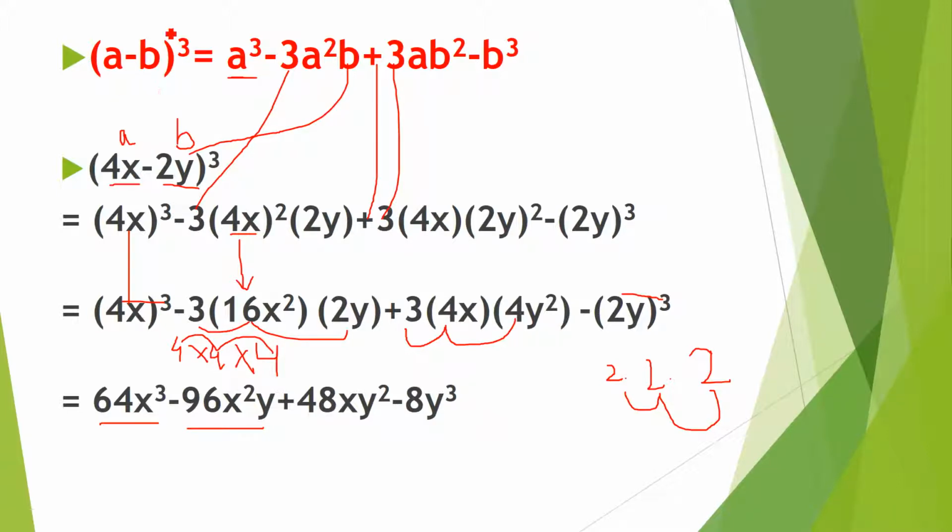So a minus b whole cube is equal to a cube minus 3a square b plus 3ab square minus b cube. Always memorize this formula, then you can solve the question very easily.